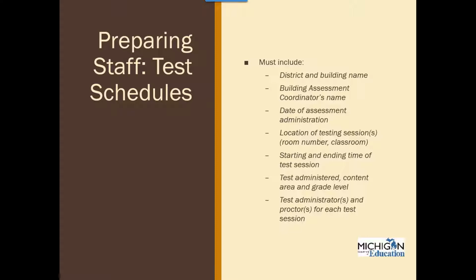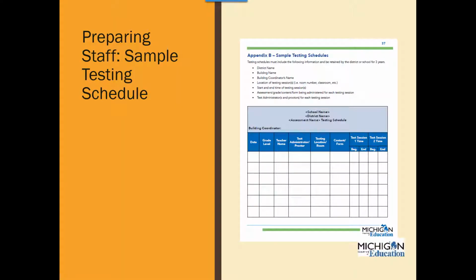Test schedules must include the district and building name, the building assessment coordinator's name, date of the assessment administration, location of the testing session, starting and ending time of the test session, the test that was administered, and the names of the test administrators and proctors for the test session. The Assessment Integrity Guide provides a sample testing schedule in Appendix B. The sample includes the required components of the testing schedule.